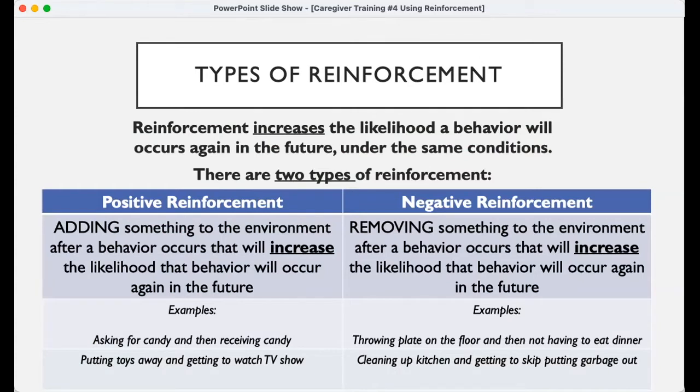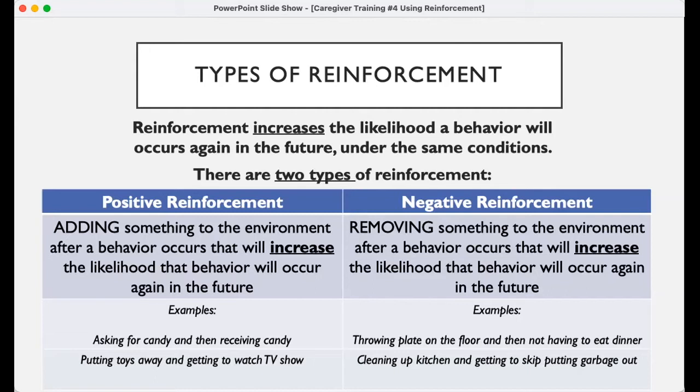Positive reinforcement is adding something after a behavior occurs, which will increase the likelihood the behavior will occur again in the future. Some examples include a child asking for candy and then receiving candy. The behavior of asking for candy is positively reinforced by the addition of candies to the environment. Putting toys away and getting to watch a TV show. The behavior of putting toys away is reinforced positively by getting to watch a TV show. The TV show is added to the environment.